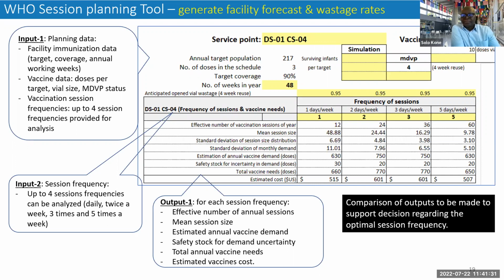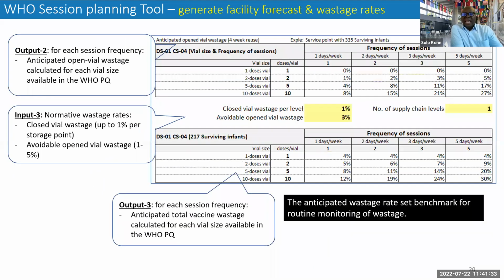Next. And then subsequently at the bottom of that table that we showed in the previous slide, it will calculate the open vial wastage in the first small table, and total wastage, including closed vial wastage, that is set at 1% normative. It factors the two and then gives you the total wastage anticipated in the bottom small table. Next.